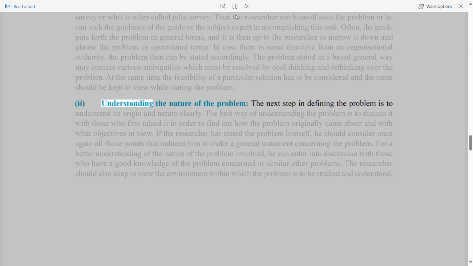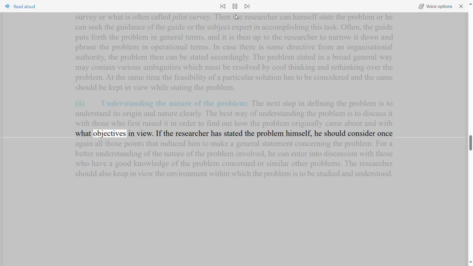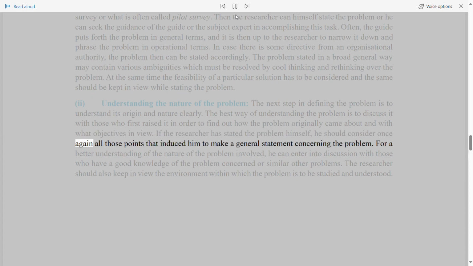2. Understanding the nature of the problem. The next step in defining the problem is to understand its origin and nature clearly. The best way of understanding the problem is to discuss it with those who first raised it in order to find out how the problem originally came about and with what objectives in view. If the researcher has stated the problem himself, he should consider once again all those points that induced him to make a general statement concerning the problem.